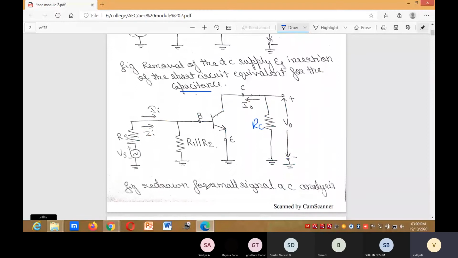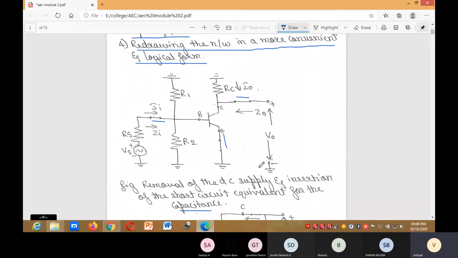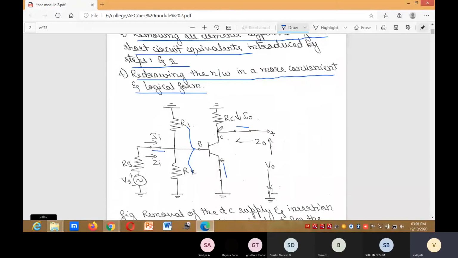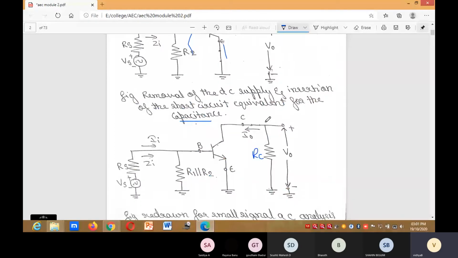Next, redrawn for small signal AC analysis. Okay, R1 and R2 are in parallel, so R1 parallel R2. Next, RC: one end is connected to the collector and one end is connected to ground. So we can draw it like this.